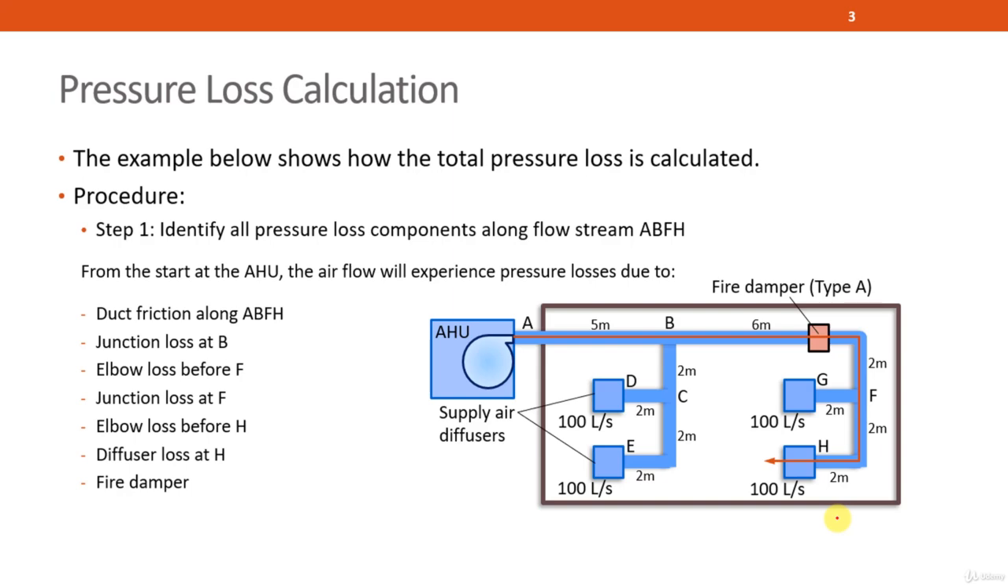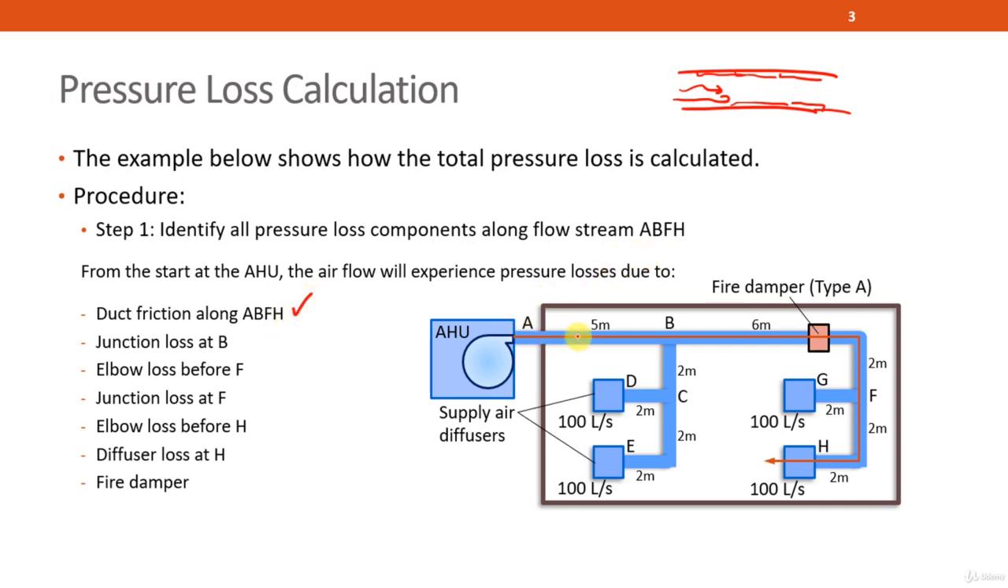From this example, let's say we have identified A, B, F, H to be the longest duct that has the largest pressure loss. Let's go and find out what are the things that contribute to pressure losses. The first pressure loss that we can get easily is pressure loss due to friction. So as air travels along the duct, there will be friction losses because the surface of the duct is not smooth. The further that it travels, the larger will be the pressure losses. And that is what we call pressure loss due to duct friction.